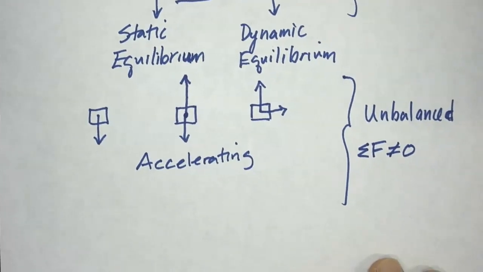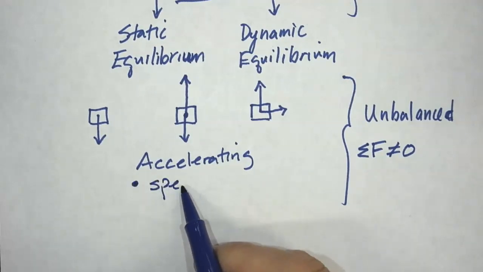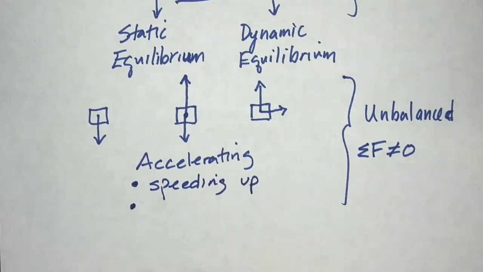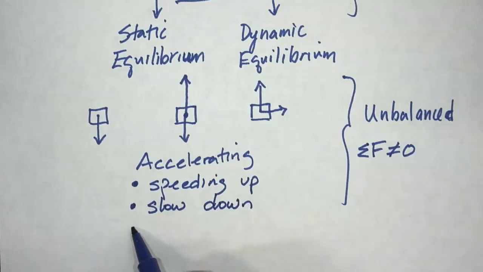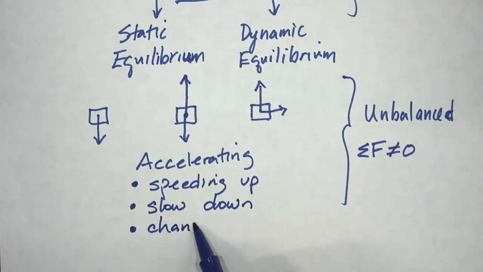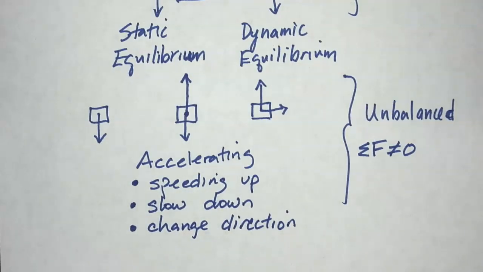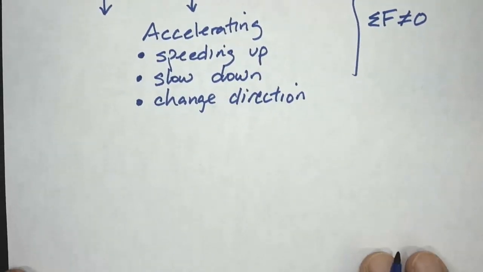So what is the object doing? Well, there's a few possibilities. One is speeding up. The net force could also be causing it to slow down. It could also be causing it to change direction. Right now, we're going to focus on the first two. We'll talk about changing direction a little later, but we're going to focus on the speeding up and slowing down. So an object that has an unbalanced force will be either speeding up or slowing down. Okay, so let's look at some examples.